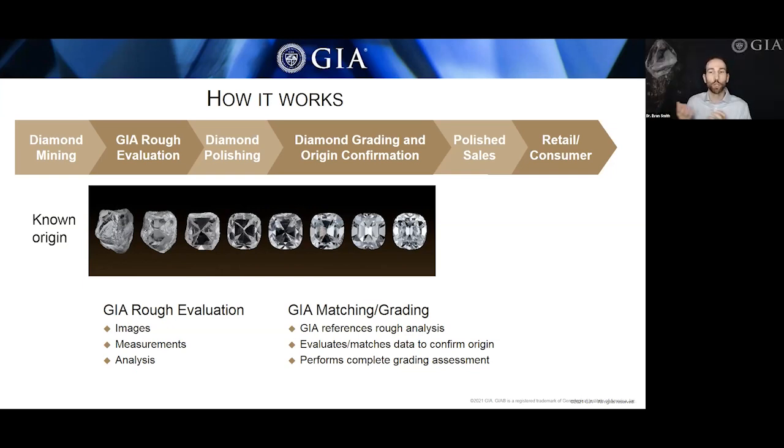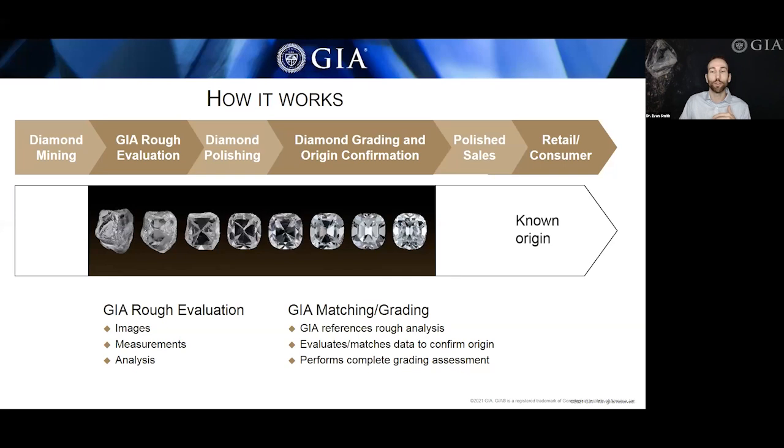It can change hands many times. When the polished diamond is submitted back to GIA for grading, it can be matched to the original. This means we can take the known origin of the rough, and confidently assign it to the polished diamond so the origin information is preserved.